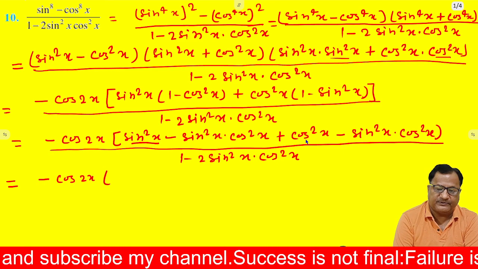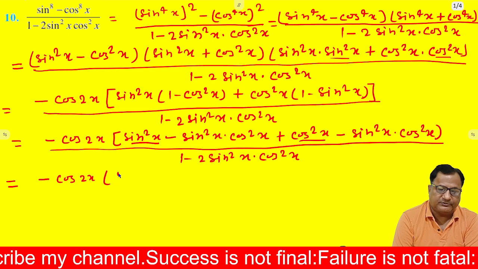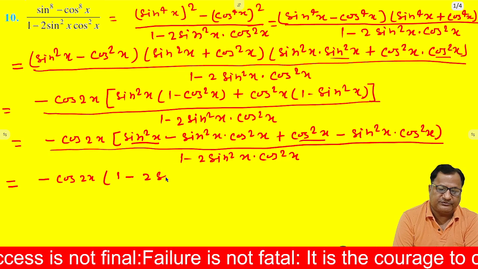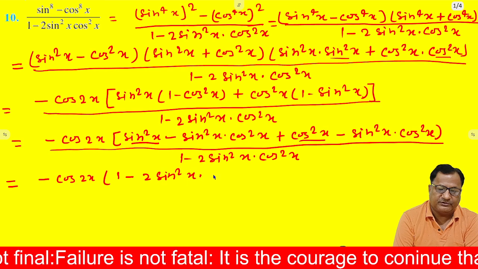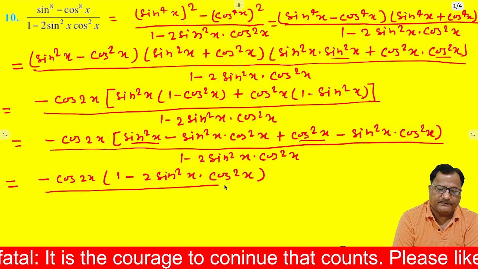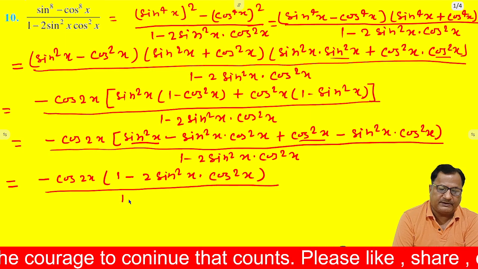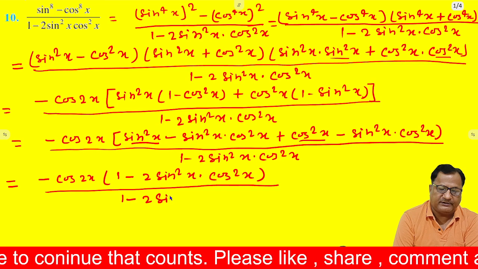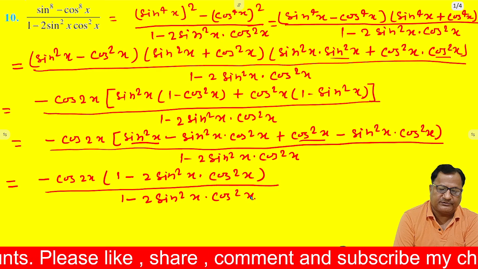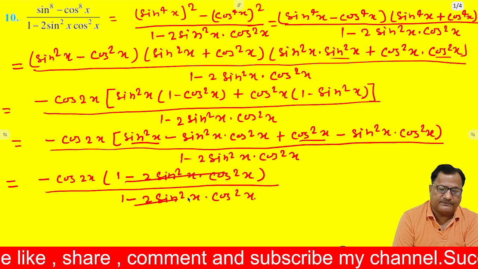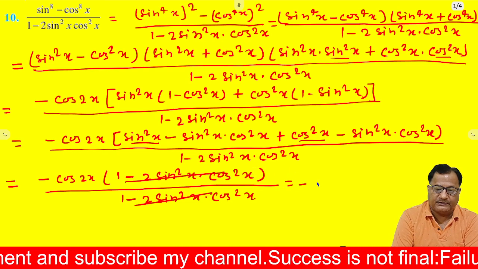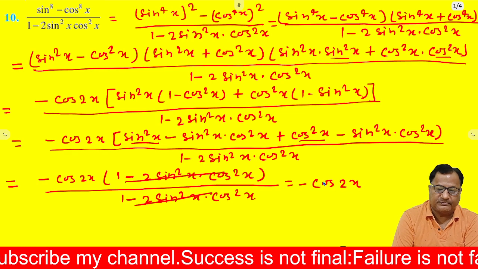This sin^2 x plus cos^2 x is 1, and this will be added: 1 minus 2 sin^2 x cos^2 x, divided by 1 minus 2 sin^2 x cos^2 x. This will be cancelled, so what remains is minus cos 2x.